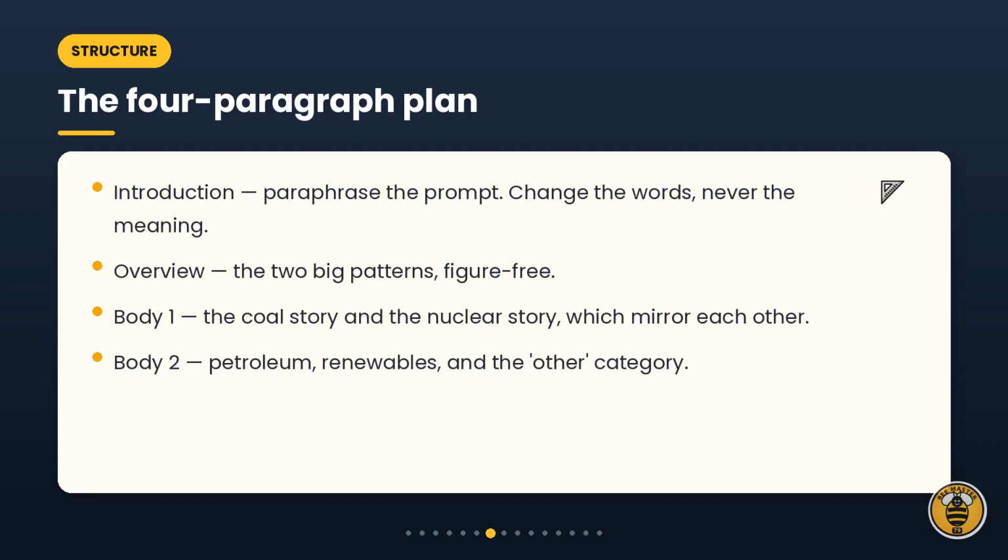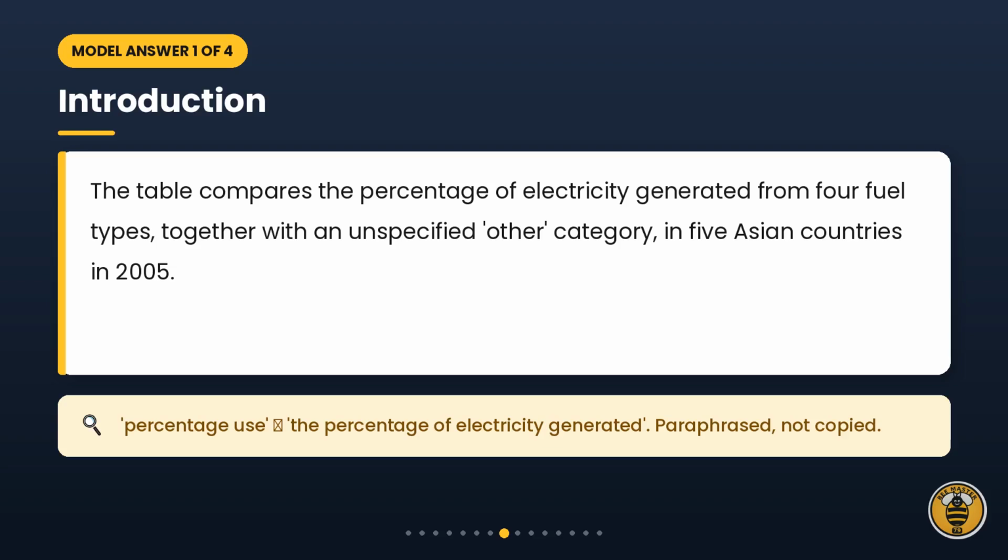Here is the introduction. The table compares the percentage of electricity generated from 4 fuel types together with an unspecified other category in 5 Asian countries in 2005. Look at what changed. Shows became compares. Percentage use became the percentage of electricity generated. And notice the small phrase, an unspecified other category. That single word, unspecified, shows the examiner you actually understood the table rather than copying its heading.